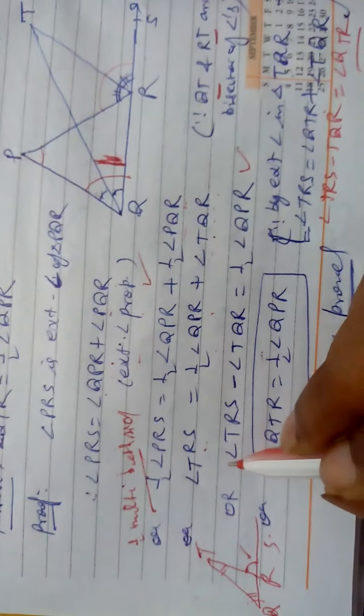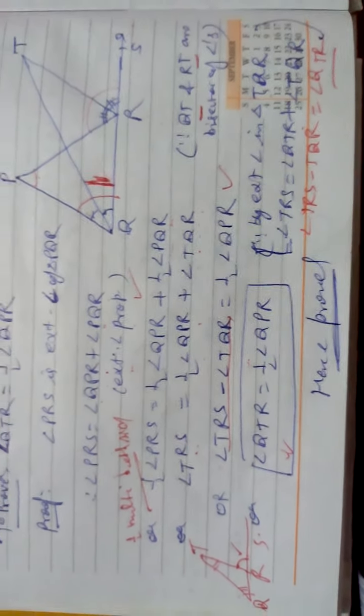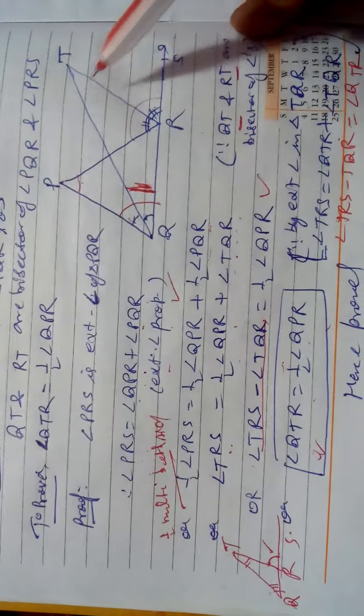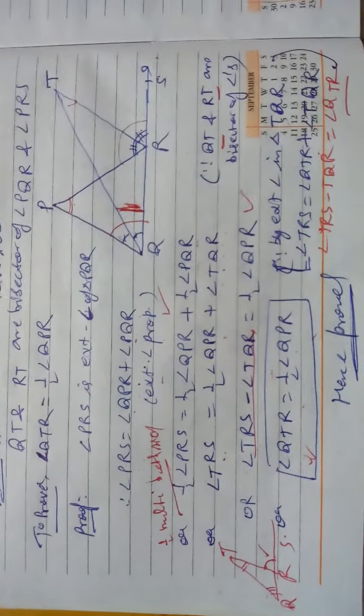So in the place of this you can write angle QTR, and hence proved: QTR is half of QPR. This angle is equal to half of this angle. Hence proved. That's all. This chapter is over.